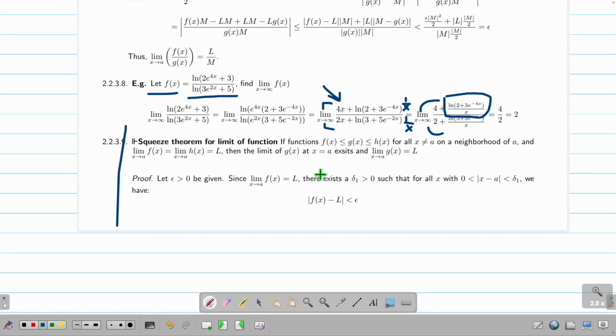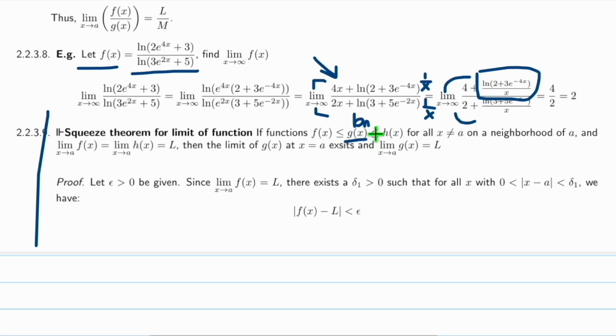Squeeze theorem. You have a function g, which is my bn. You want to prove the limit of gn. So you build a lower bound and upper bound. So I have a fx and I have a hx. And of course, I want both lower bound and upper bound to converge to the same L. Then I can squeeze the gx to L.